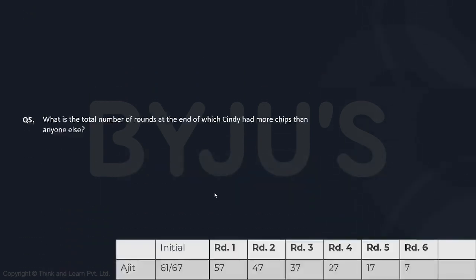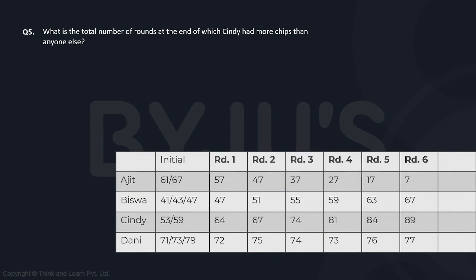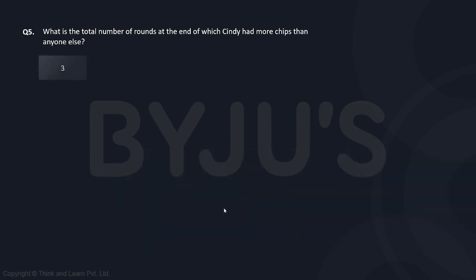Fifth question. What is the total number of rounds at the end of which Cindy had more chips than anyone else? So Cindy had more chips than anyone else, not in round 1, not in round 2, not in round 3, but in round 4 it is highest. Round 5 it is highest. Round 6 it is highest. So there are 3 rounds in which it is more than anyone else. So therefore my answer is 3 over here.